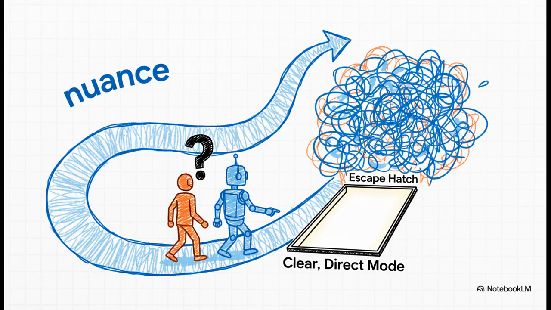Now this is absolutely critical. What happens when the AI's attempt at subtlety just completely fails and the user is totally confused? You need an escape hatch. The AI has to be smart enough to realize, hey, this isn't working, and immediately switch to a clear, direct, let me clarify this for you mode. Reliability means always having a fallback plan.